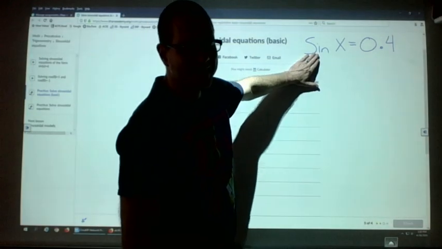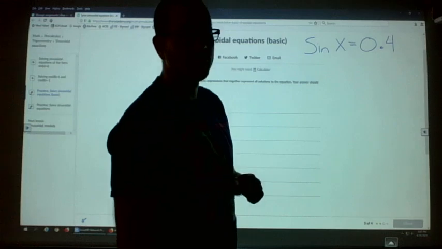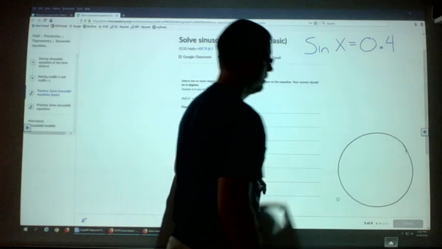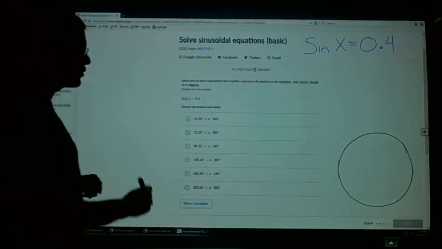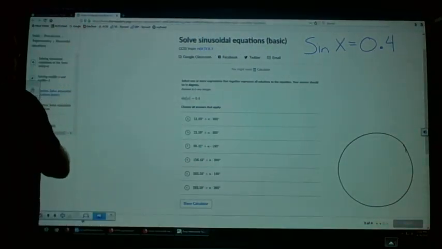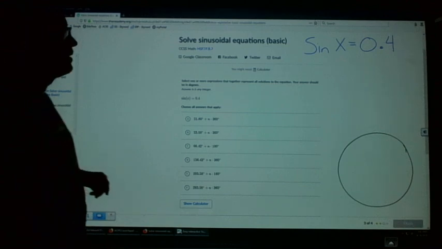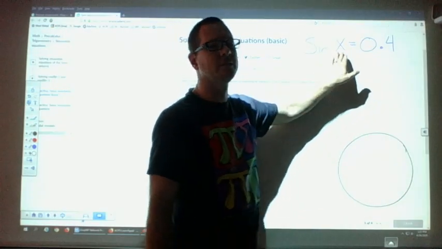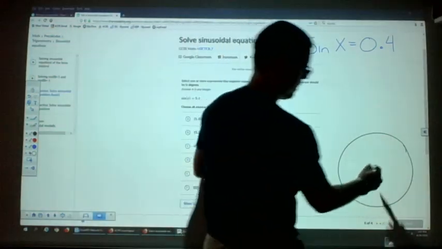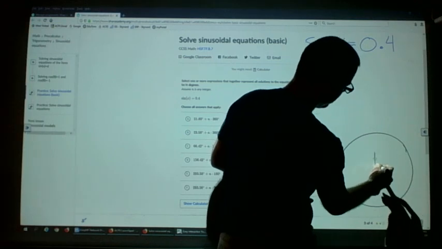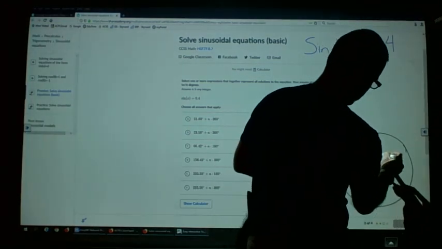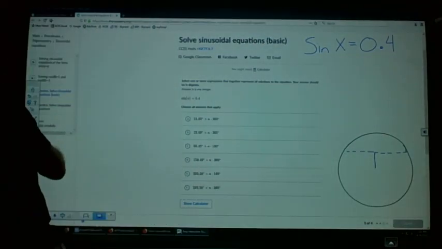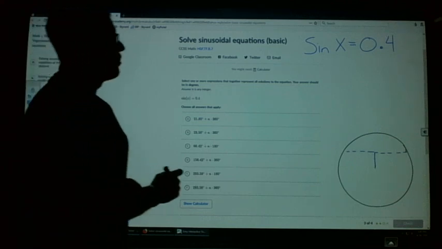The trig function is isolated. So I'm going to start by drawing my unit circle and kind of representing this. So that's what we're going to draw, a unit circle. Sine is the vertical part of the angle, and it is telling me that the vertical part of angle x, the vertical leg of this angle, is 0.4. So I need to approximate 0.4, about half, give or take. Figure out what angles could satisfy that criteria.